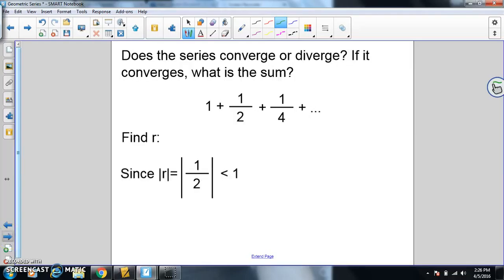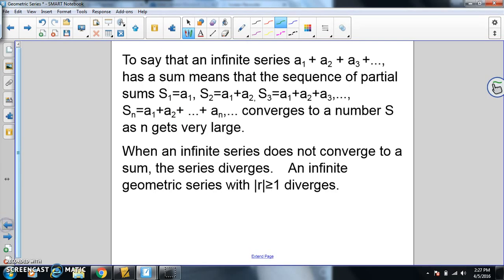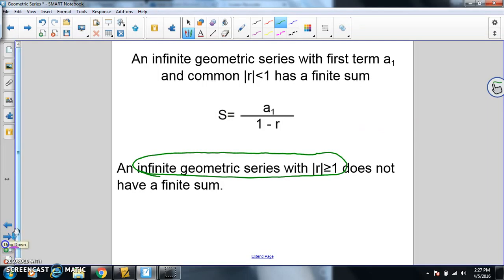So here, does the series converge or diverge? If it converges, what is the sum? So first we need to find r. To find r, we take our second term, 1/2 divided by 1, which is equal to 1/2. So the absolute value of r, or the absolute value of 1/2, is less than 1, which tells us we are going to converge to a number.